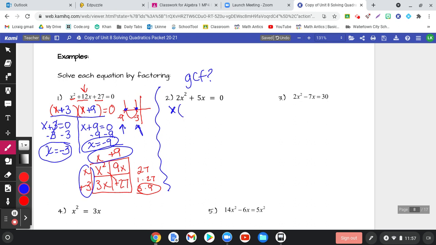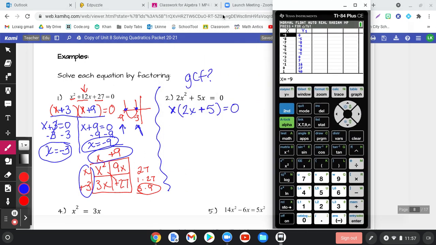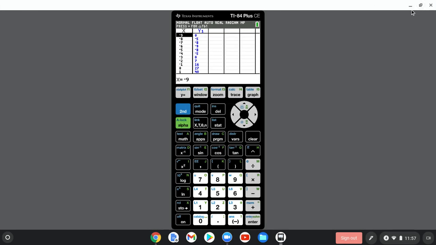If I take an x out of 2x squared, it's 2x, right? X times 2x is 2x squared. And if I take, what would I have to multiply x by to get 5x? Just 5. Equals 0. You keep your equal 0. So I've factored that.